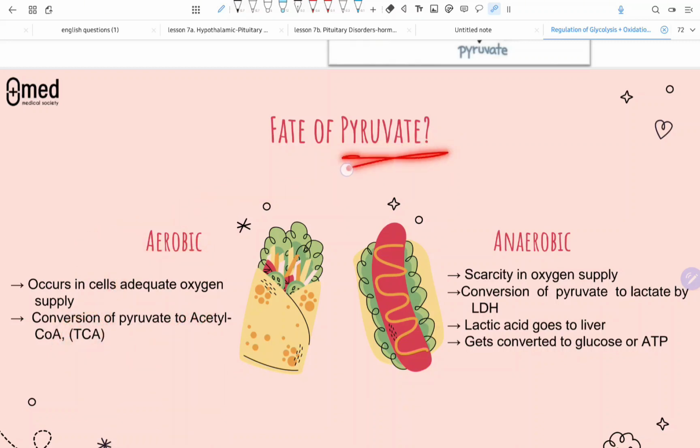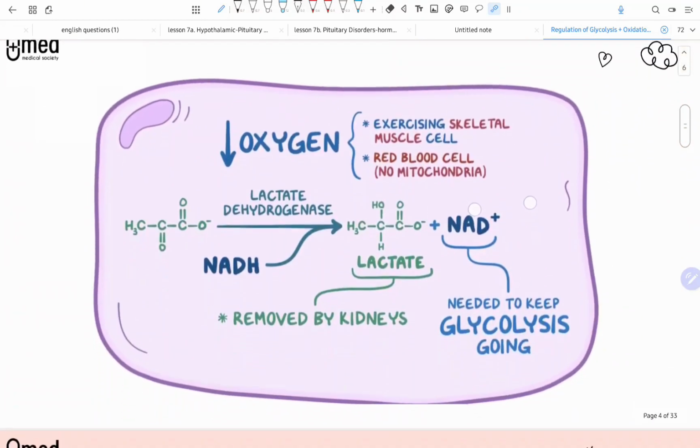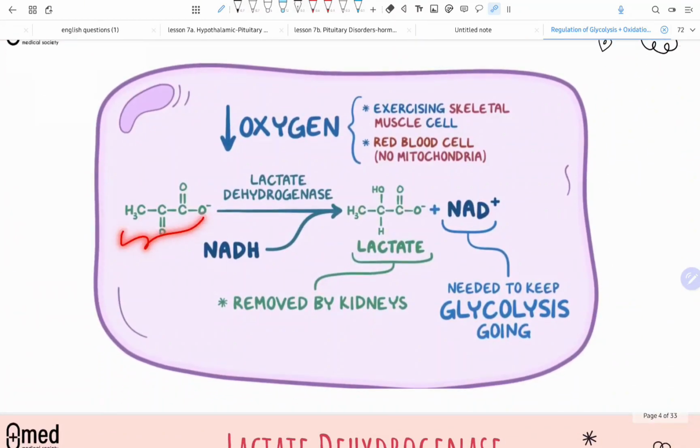So, if pyruvate is in an anaerobic cell, or a cell that has a low oxygen supply, then that means pyruvate is going to be converted to lactate by this enzyme called lactate dehydrogenase. Now, what is this reaction? So basically, this is pyruvate and this is lactate. By the enzyme lactate dehydrogenase, it becomes lactate.